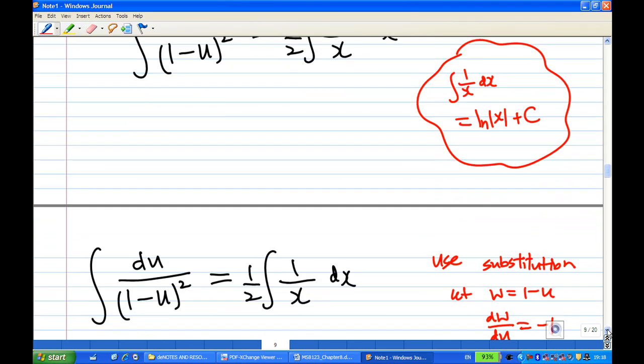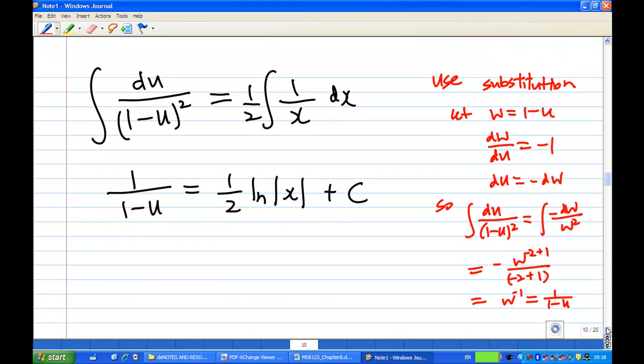For the left hand side we're going to do a substitution. Let w equal 1 minus u. Then dw/du is minus 1, so du is actually minus dw. You change all the u to w. So du equals minus dw, and 1 minus u is w, so 1 minus u squared equals w squared. So how do you integrate minus 1 over w squared?